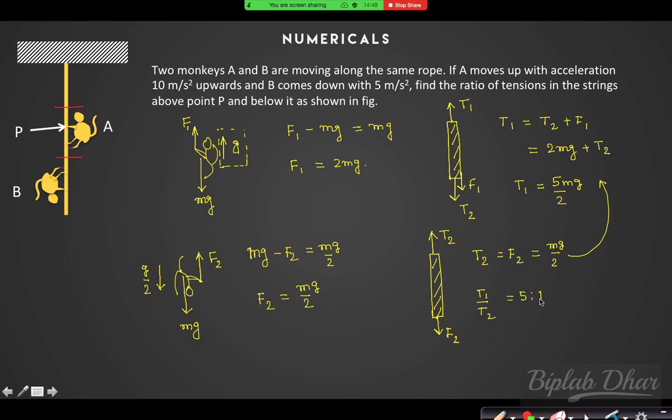I told that. Have you told 5 is to 1? Sir, I told 5 is to 1. I heard 4 is to 1 and 6 is to 1. If it is 5 is to 1, yes, definitely it's correct. Good.